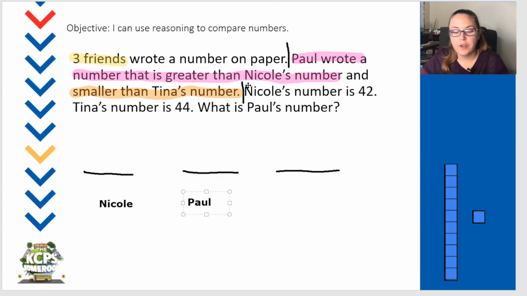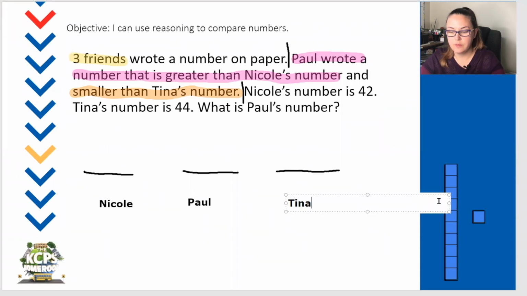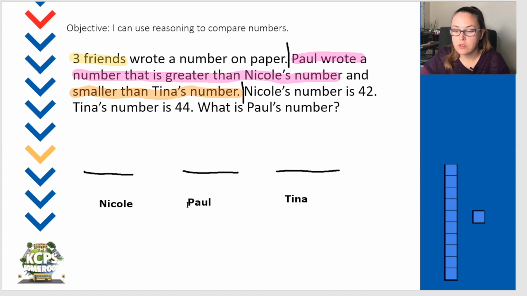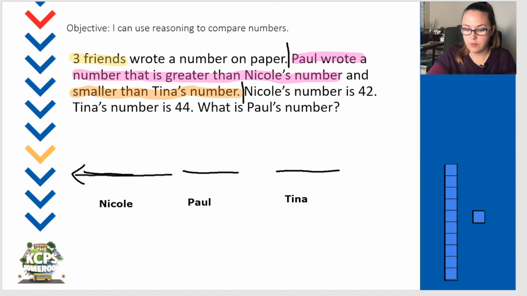The second part of the sentence says that it's smaller than Tina's number. So the third friend's name is Tina. Now we have to decide which order these names go in. So I'd like you to imagine that these names are on a number line. Switch back to black here. So I'm going to make these 3 lines into one number line. Okay?